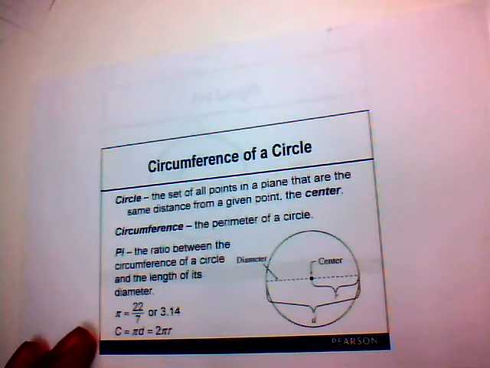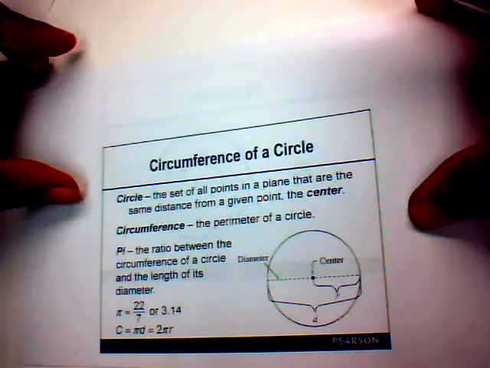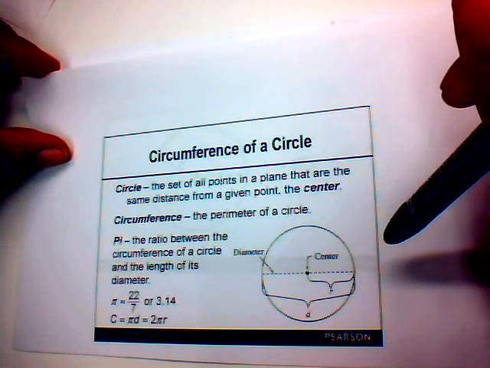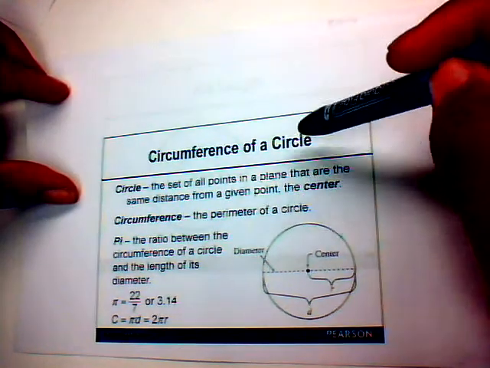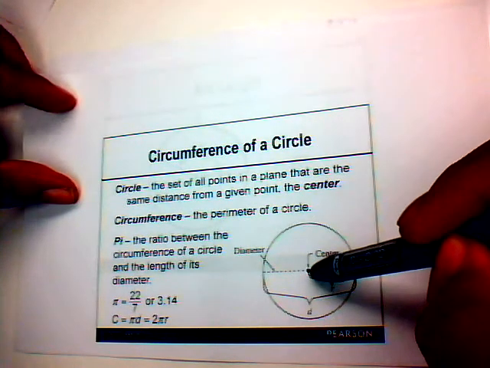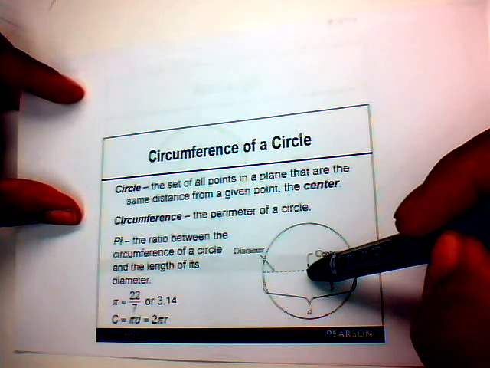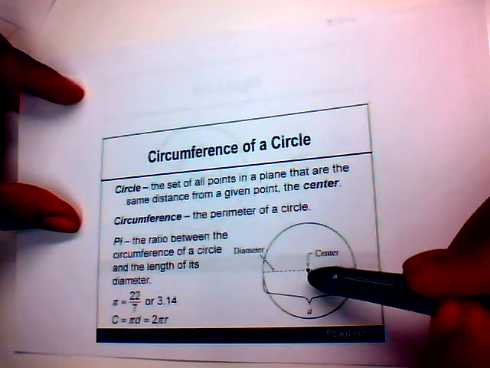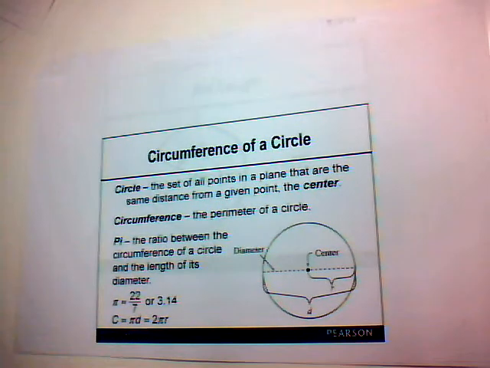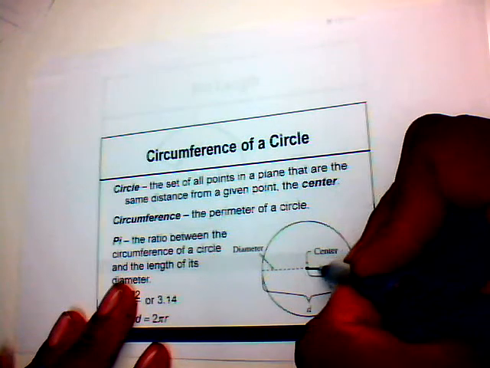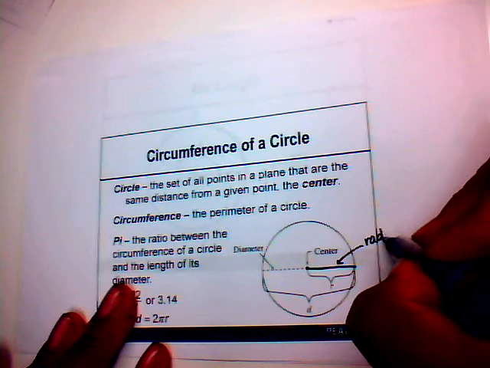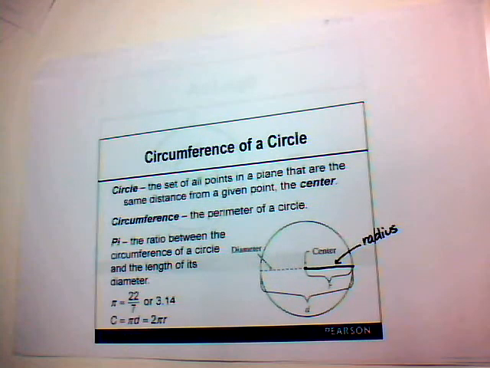All right, next we'll look at the circumference of a circle. First we need to define what a circle is. It is a set of all points in a plane that are the same distance from a given point. And that given point is called the center. So here's the circle right here. The point in the middle of that circle is always the center. And the distance from the center of the circle to a point on the circle, that's called the radius. So from the center to that point on the circle, that's the radius.